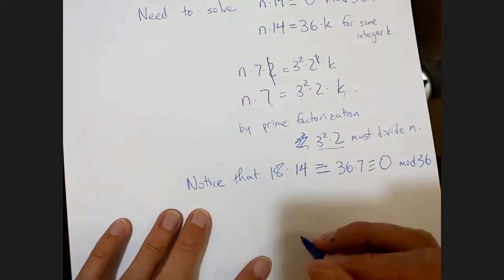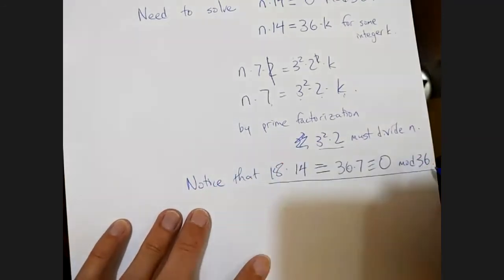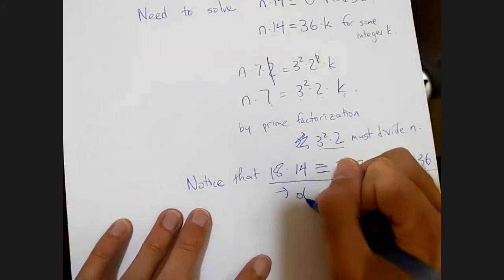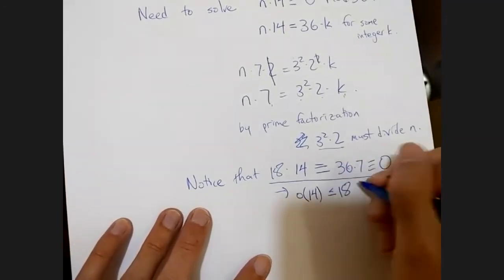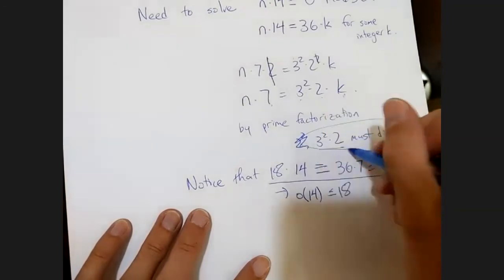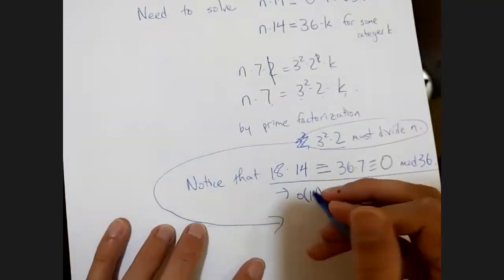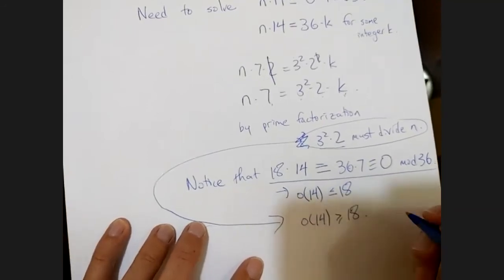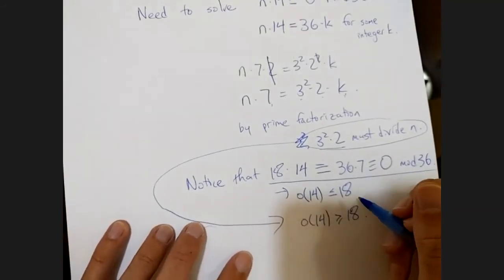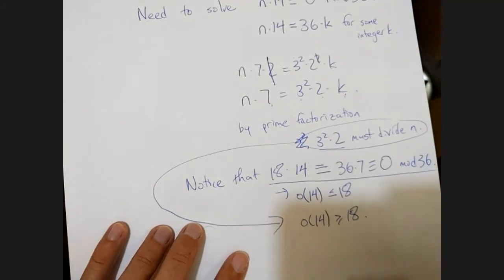So this statement tells us that the order of 14 is less than or equal to 18. This statement tells us that the order of 14 is at least 18. And so the order of 14 must be exactly 18.